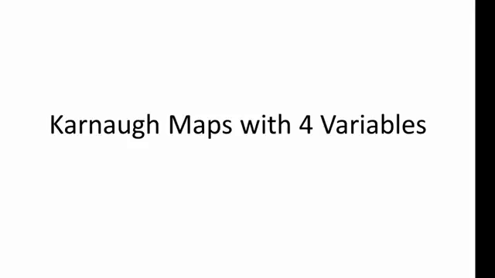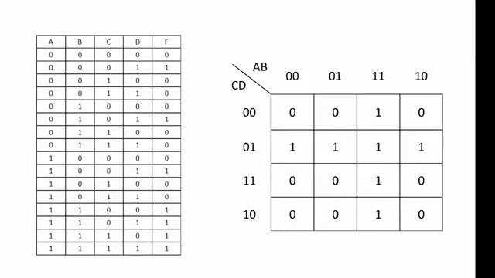Having introduced Karnaugh maps with 2 and 3 variables in my previous video, let's take a look at some Karnaugh maps with 4 variables. Here's a truth table with 4 variables and a Karnaugh map to match. Input values for A and B have been written across the top. Notice that each pair of bits differs from the previous pair or the next pair by only one bit.